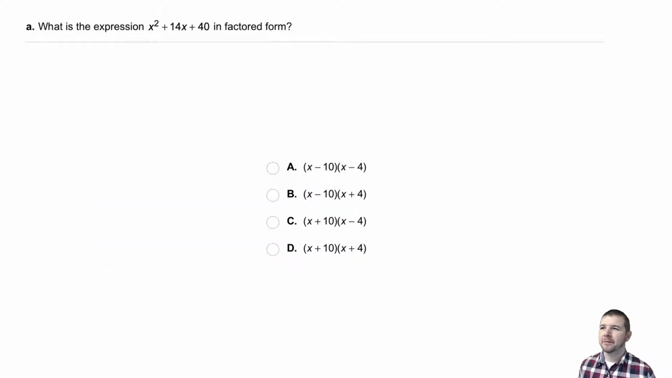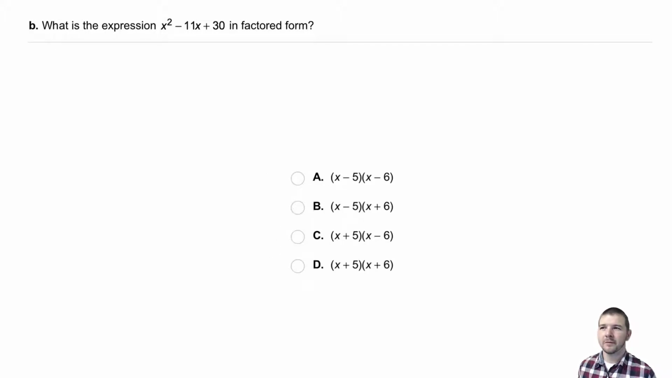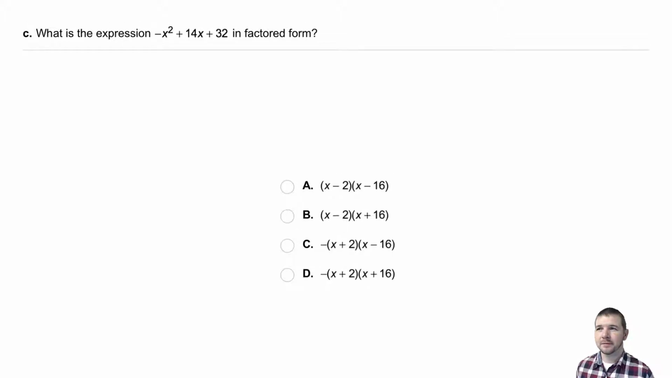Your turn. Part A. What is the expression x squared plus 14x plus 40 in factored form? Part B. What is the expression x squared minus 11x plus 30 in factored form? Part C. What is the expression negative x squared plus 14x plus 32 in factored form?